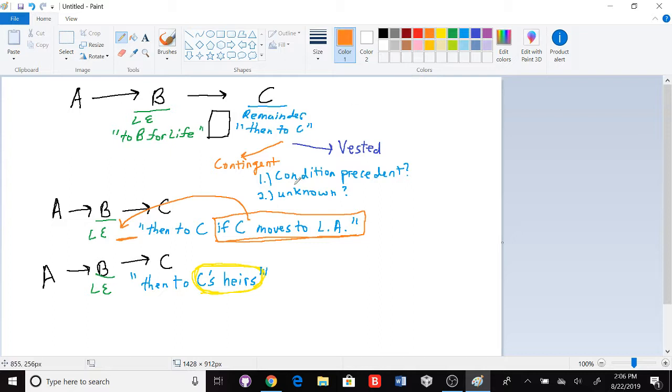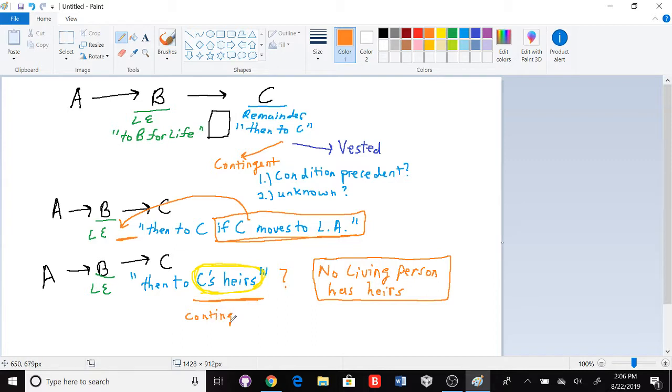So I'm going to underline this in orange and say question mark. No living person has heirs. So who are they? We don't know. At this point, C's still alive. So this is a contingent remainder, because no living person has heirs, and so we don't know who's there right now.